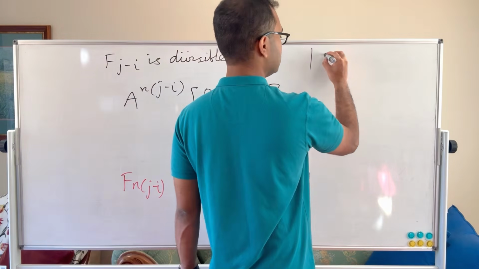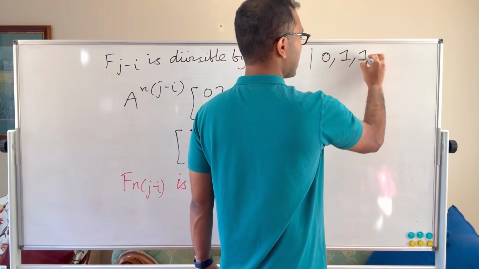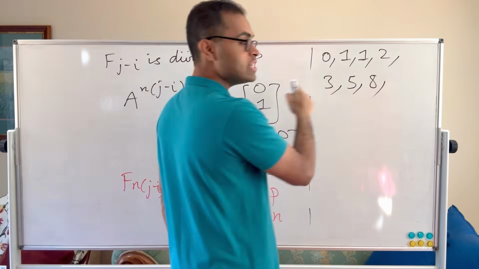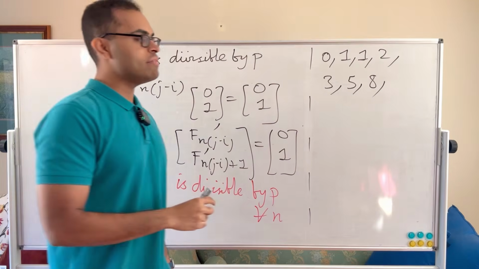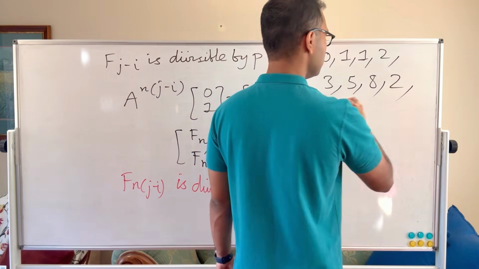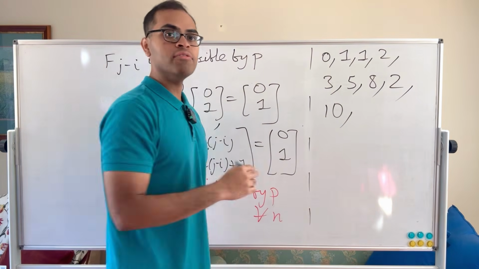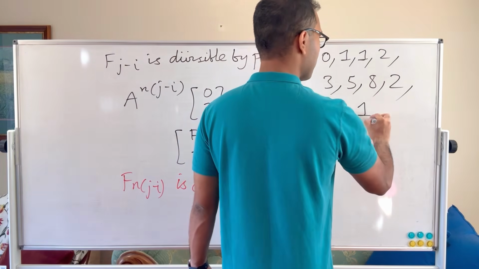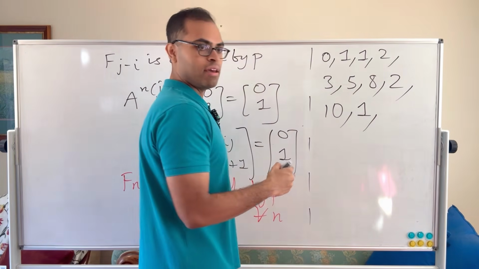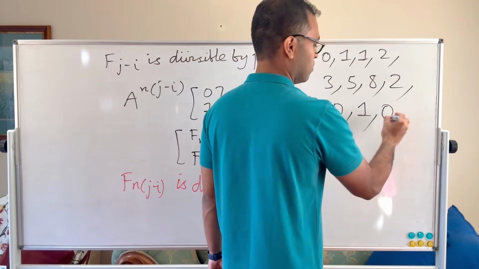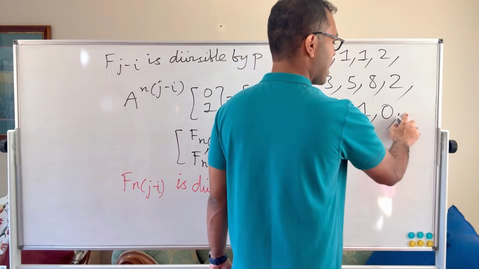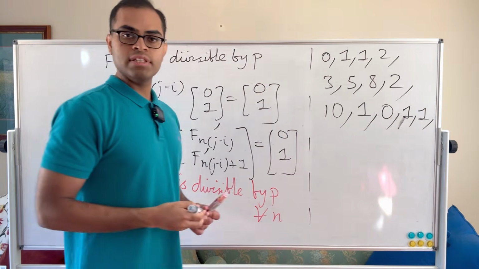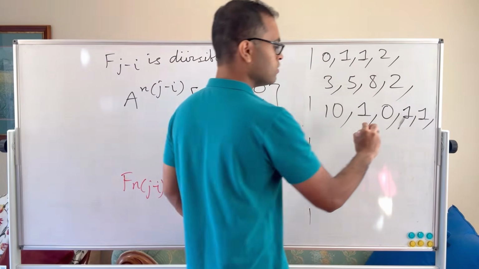So you start the Fibonacci sequence 0, 1, 1, 2, I'm just going to keep going, 3, 5, 8, now 5 plus 8 is 13, divide by 11, the remainder is 2. 8 plus 2 is 10, fine, 2 plus 10 is 12, remainder when you divide by 11 is 1. Okay, so you get 1, then 10 plus 1 is 11, remainder 0. Then 0, then 1, and 0 and 1 add up to 1, and then you get again 1, and you see that your sequence has repeated.